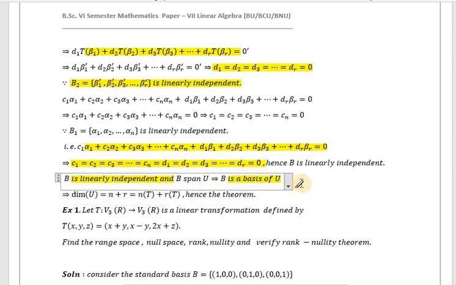Since B is a basis of U, the dimension of U will be the dimension of N plus the dimension of R, that is, rank plus nullity. Hence the theorem.